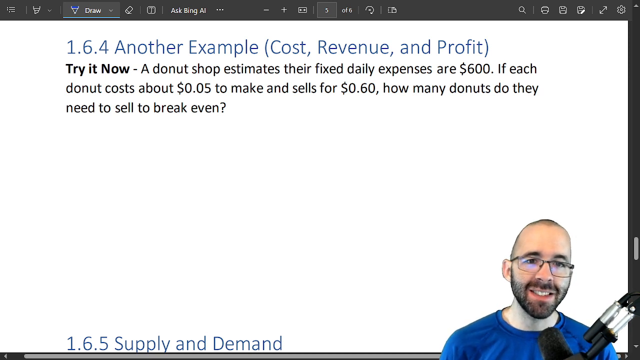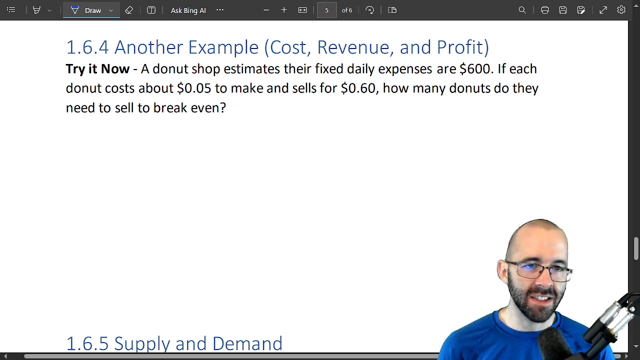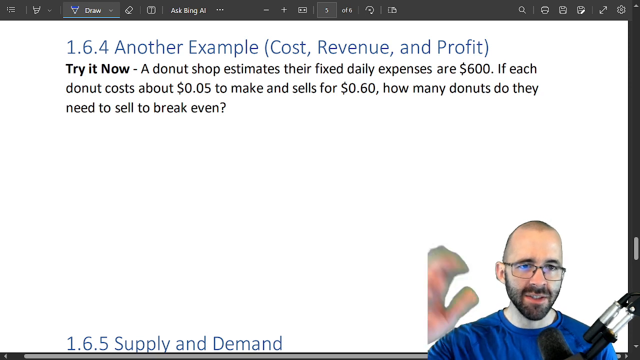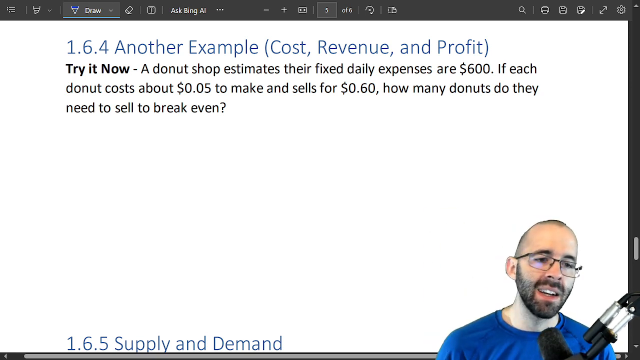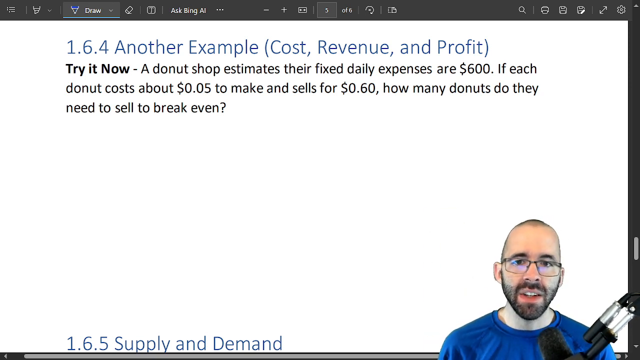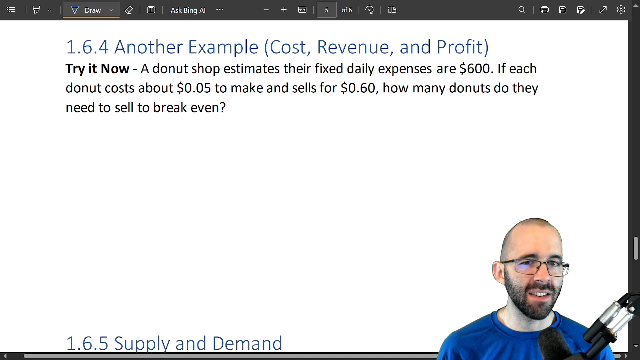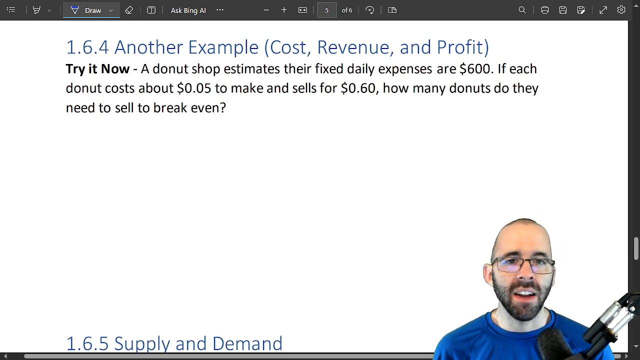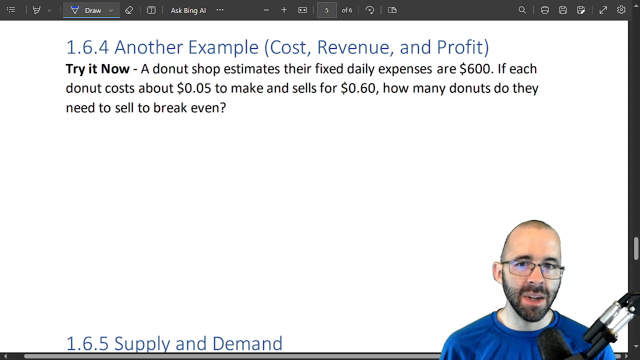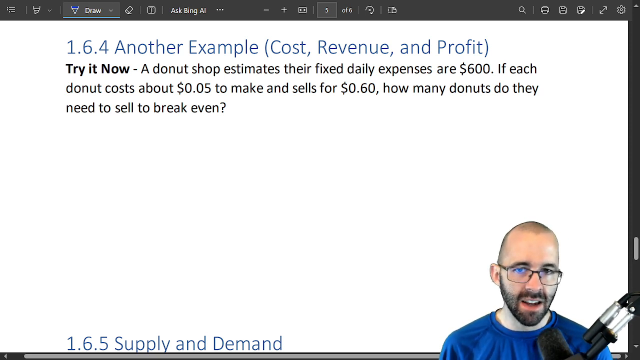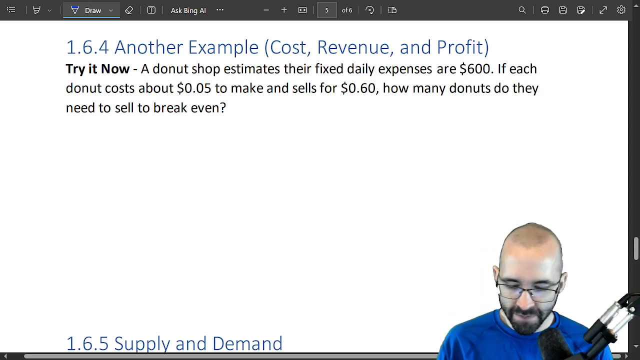A donut shop estimates that their fixed daily expenses are $600. So every day they have to spend about $600 on, whatever. If each donut costs about 5 cents, maybe in materials, maybe labor, I think probably for this donut shop they're including the labor in the $600. And each donut sells for 60 cents. How many donuts do they need to sell in order to break even that day?